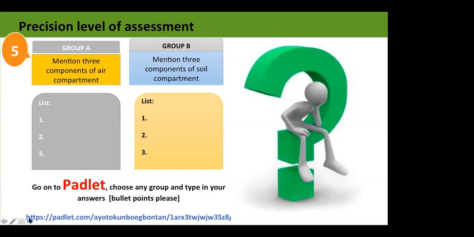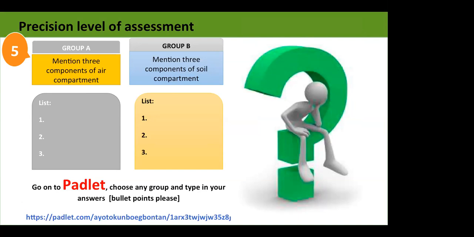So to the next slide, we have a small group thing. We should be grouped into 1 or 2 groups, and you will have to mention 3 components of air compartment and 3 components of soil compartment. We can just jot it down, and let me see the responses coming in on our WhatsApp. Just put in your response.